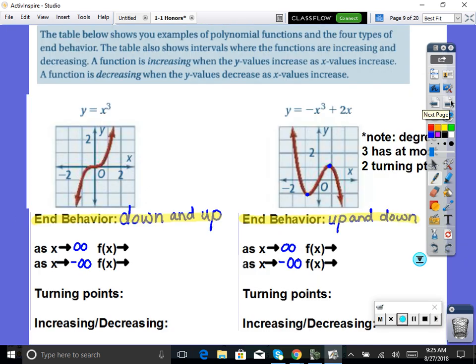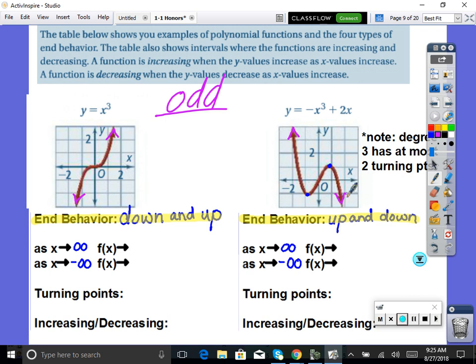Okay, so let's look at odd. So odd end behavior. Evens have the same end behavior, up and up or down and down. So odd has opposite. Odd, opposite. So odd have opposite end behavior. So it's either going to be from left to right, down and up, or from left to right, it's going to be up and down. Those are opposite end behaviors.